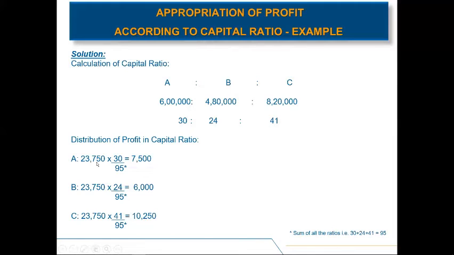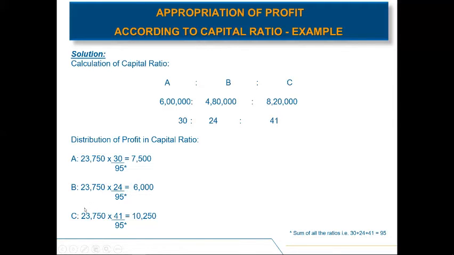23,750. So for A, it would be 23,750 multiplied by 30 divided by 95. So the share of A would be 7,500. For B, it would be 23,750 multiplied by 24 divided by 95. And the share for B in the profit would be 6,000.